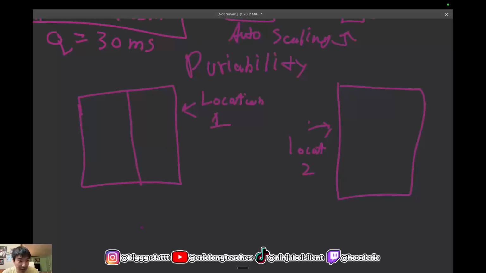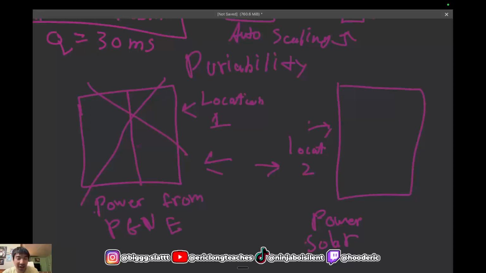By splitting these servers, let's say they're not on the same power line. So this one uses, I guess, power from PG&E, and this uses power from somewhere like solar power. The point of having two different locations and two different sources of power is that when one thing shuts down, because stuff is unexpected, we have to prepare for that.